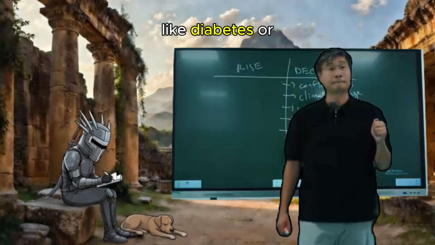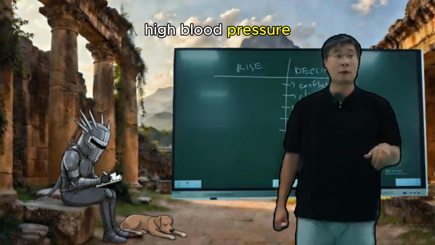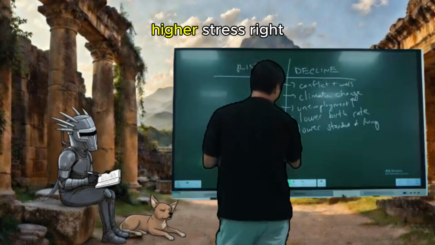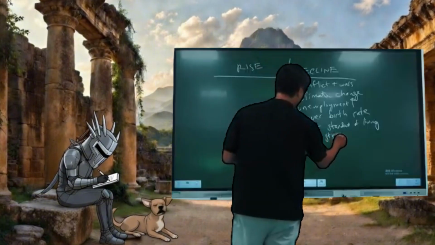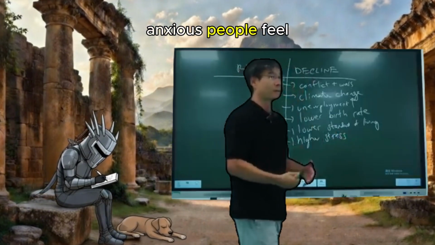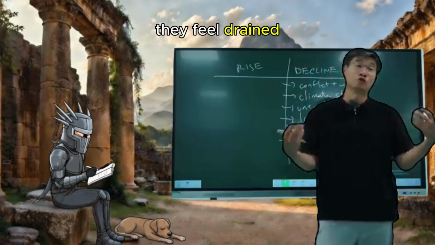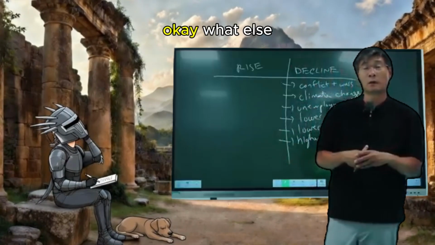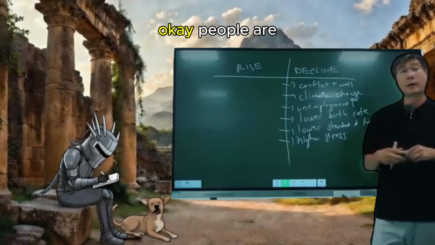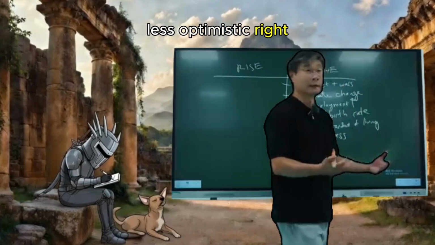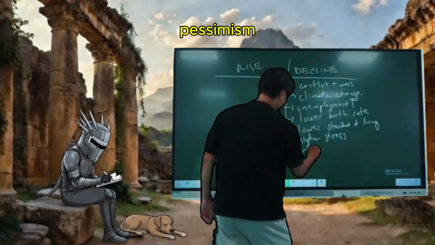Health issues like diabetes or high blood pressure. Okay, you also see higher stress, right? Higher stress, people feel more anxious, people feel more depressed, people feel more stressed. Emotionally, they feel drained. Okay, what else? Okay, people are less optimistic, right? Okay, greater pessimism.